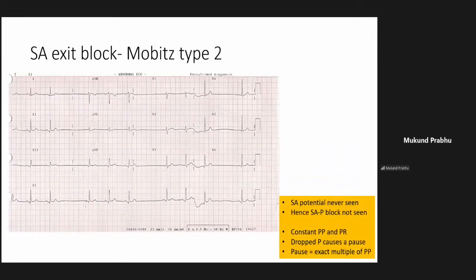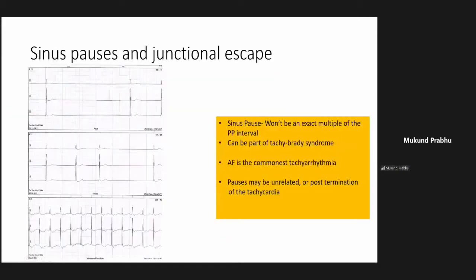Then comes the Mobitz type 2 SA exit block, which is easier to recognize because there is a sudden drop in sinus beat resulting in a pause, and the pause is a multiple of the basic PP interval. Like here, after 2 beats, the sinus has paused, P has dropped, and this pause is a mathematical multiple of the basic PP interval. If I count, it's around 4 big boxes versus 8 big boxes. So this is a Mobitz type 2 exit block.